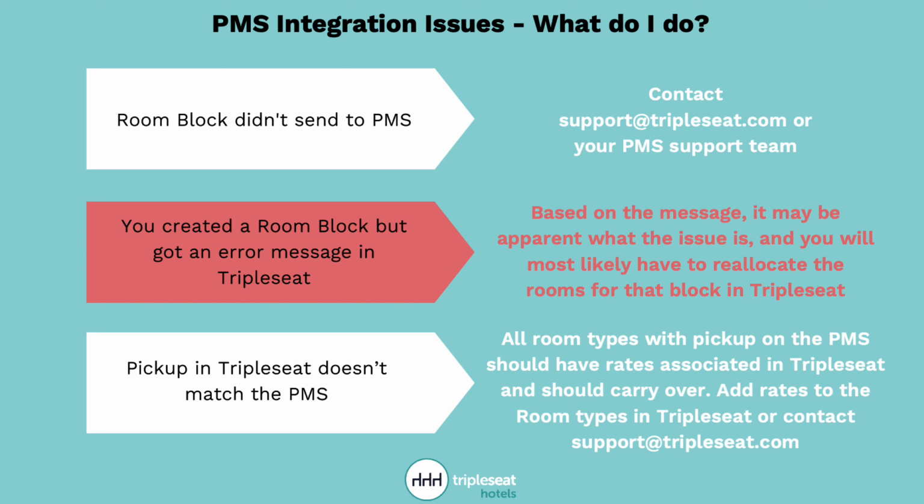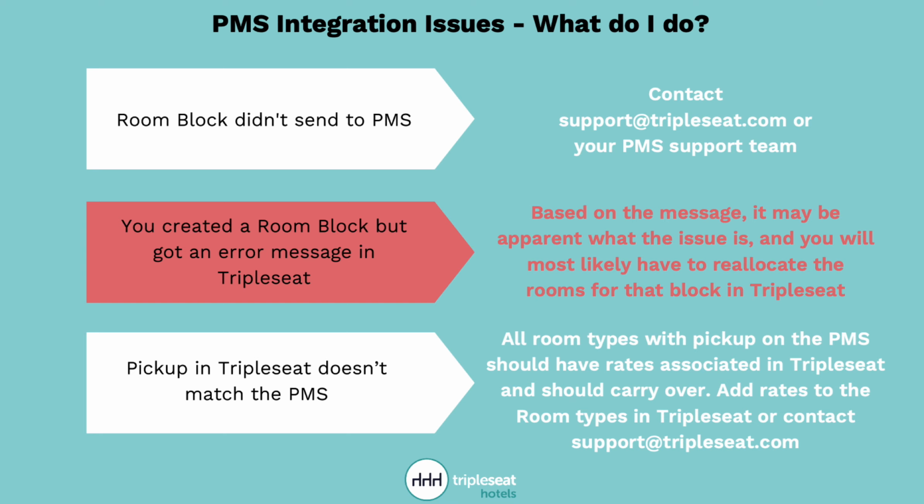Now, if you created a block and now see an error message in Tripleseat on the room block page, those error messages are returned from the PMS system, so they may be able to best identify what the specific issue was. Some messages are self-explanatory. For example, the PMS sends an error message that the block didn't go through because a room type is overbooked. In that case, you'll need to reallocate rooms under the block in Tripleseat to only block rooms available to sell.